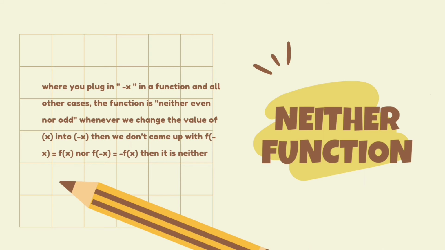Neither function: where you plug in negative x in a function in all other cases, the function is neither even nor odd. Whenever we change the value of x into negative x, and we don't come up with f of negative x equal to f of x, nor f of negative x equal to negative f of x, then it is neither.